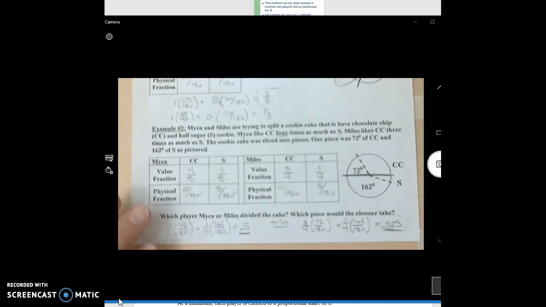And he is going to choose that piece because he got 52.5%. If he would have done the other piece, he would have felt like he got less than 50%. So that's why he would choose that one. All right. Any questions? All right, let's try a few homework problems with this and let's see how we do.